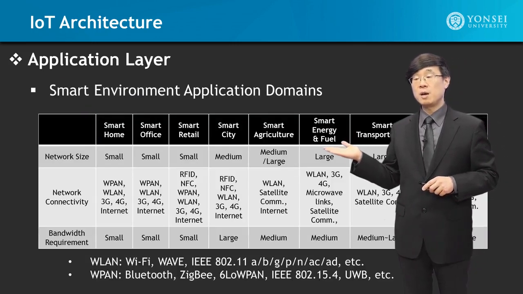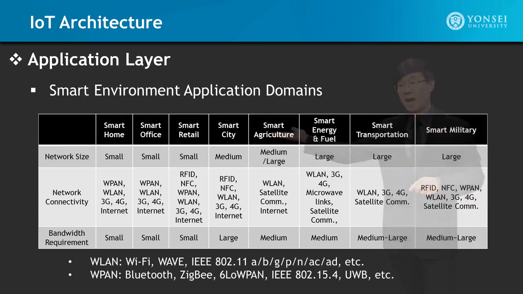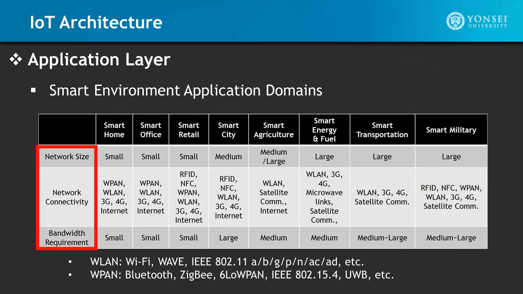Looking into smart environment application domains. This is based upon the division of network size, network connectivity, and bandwidth requirement. These are the major domains, and we will be talking about service categories based upon these three major categories. Smart home. Because it's a home, it's relatively small. If this became an apartment that had multiple homes together, then it would be a different story. However, smart home itself is relatively small.